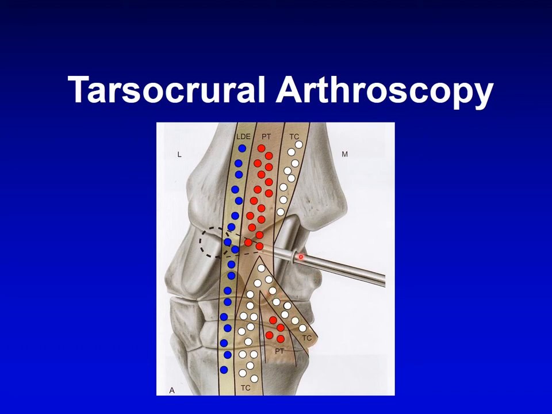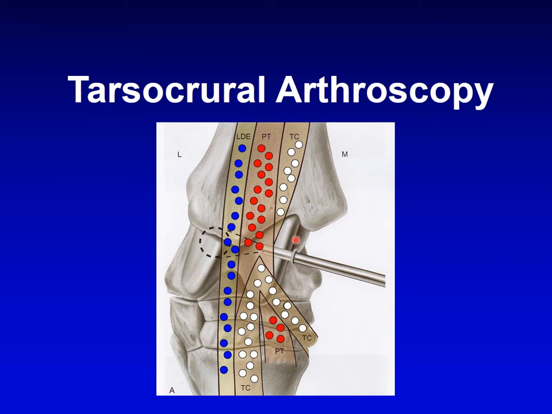So these are the landmarks basically to enter the tarsocrural joint or the tibiotarsal joint, which is the spacious joint right here between the distal end of the tibia and the first row of tarsal bones, talus and calcaneus.